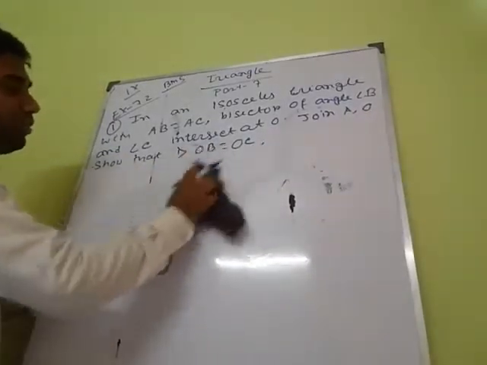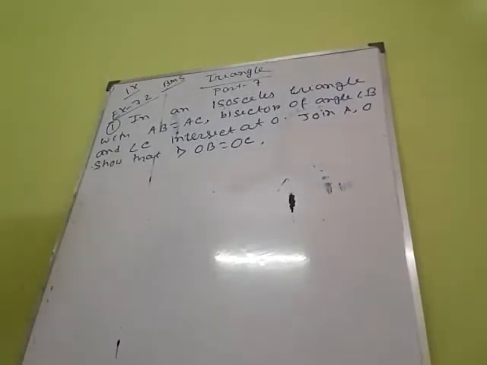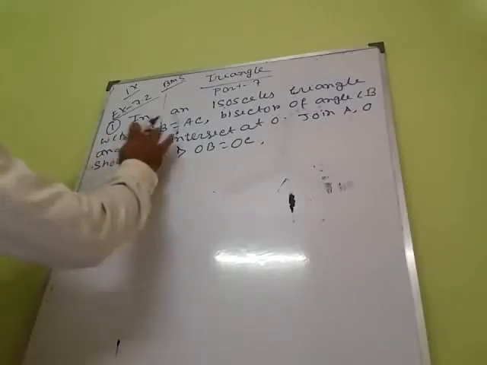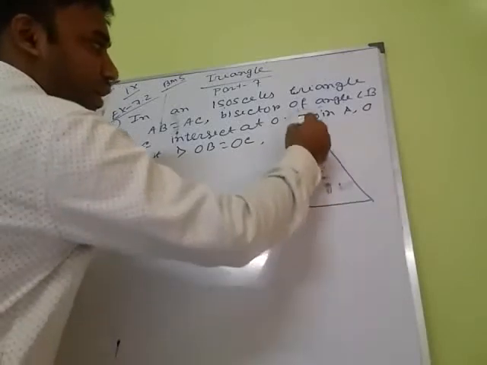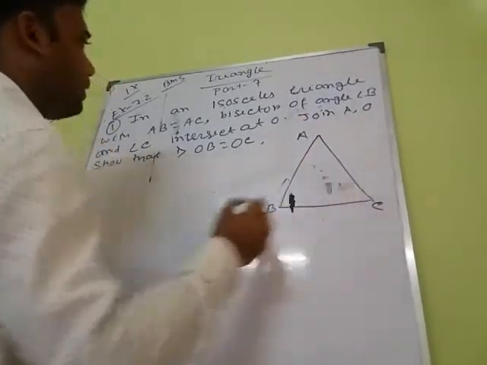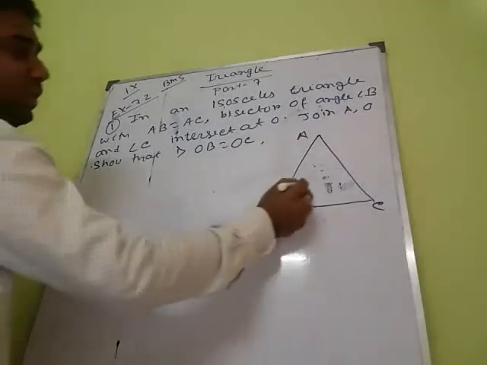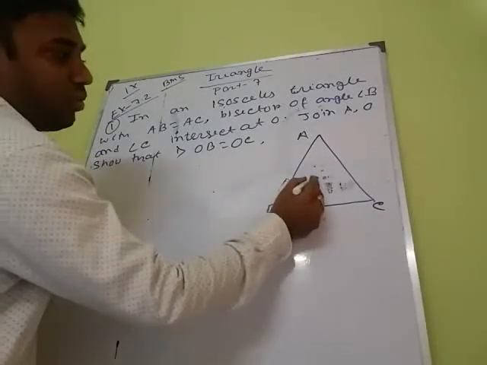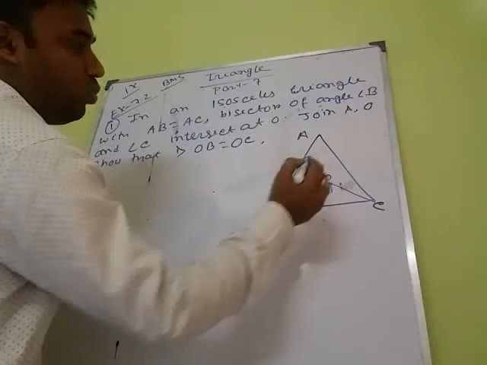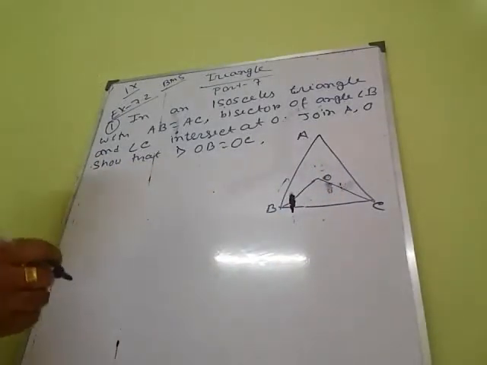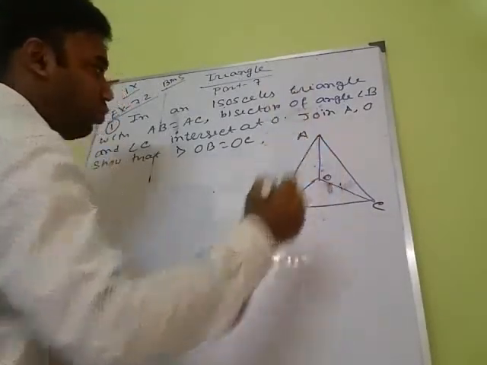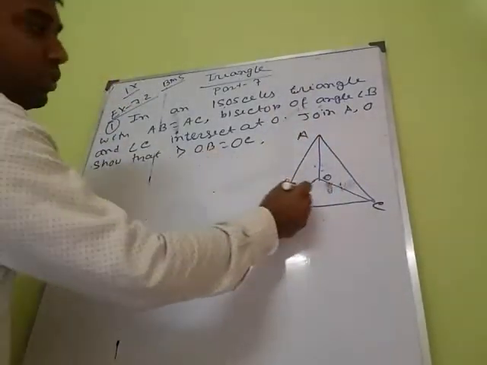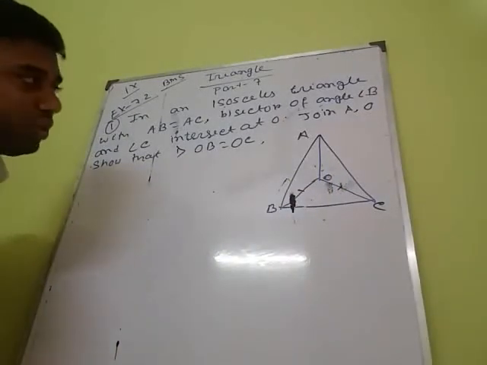So the question is: in an isosceles triangle with AB equal to AC, the bisector of angle B and the bisector of angle C meet at point O, and join AO. We have to prove the first part: OB equal to OC.